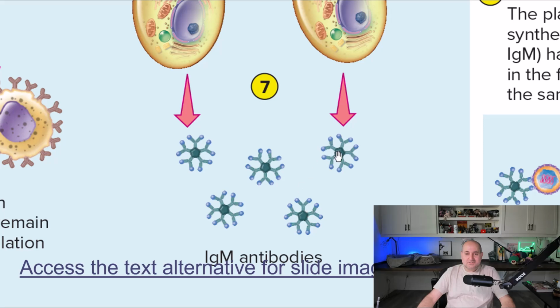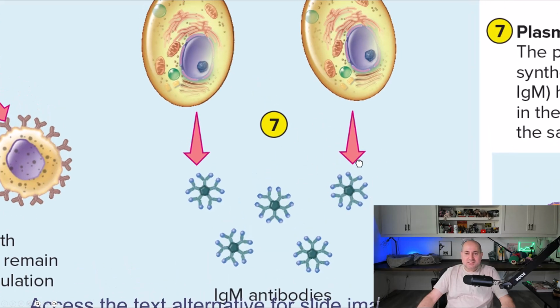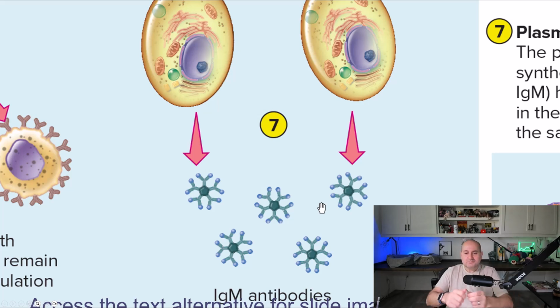And I'm going to explain what IgM antibodies are in a minute, but you can have different versions of this key. The antibodies being released by these plasma cells all have the same teeth, but they can have different constant regions. Does that make sense? And that's what makes for the different classes of antibodies that can be secreted by B cells.